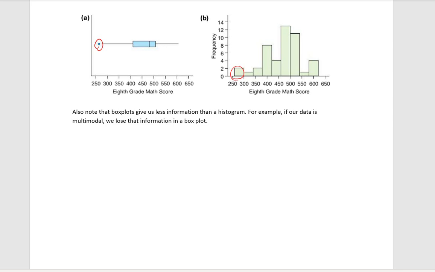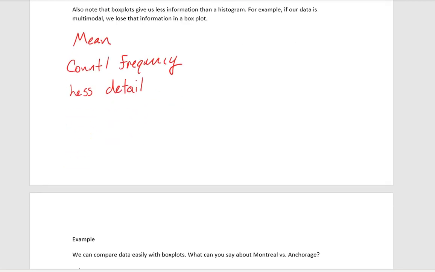Okay. Also note that we get less information from a box plot. So for example, if our data is multimodal, we lose that information on a box plot. A couple of other things that you lose on a box plot is you don't get the mean, you don't get the count or the frequency, so you don't know how many observations you actually have, you just know where the 25%, 50%, and 75 and 100% are, and you get a lot less detail. So they're really great for quick snapshots, but they don't give you a lot of detail.